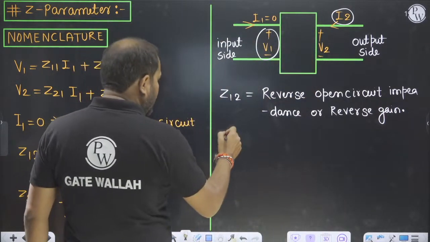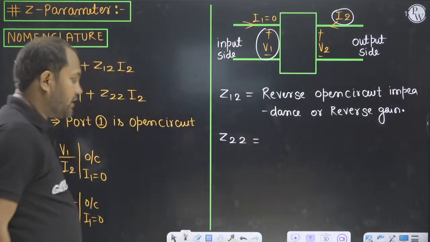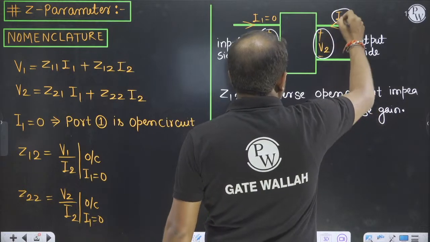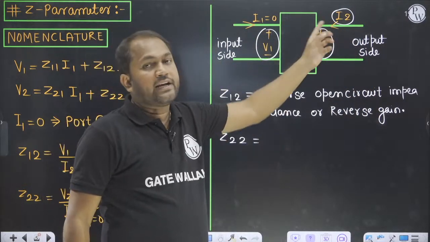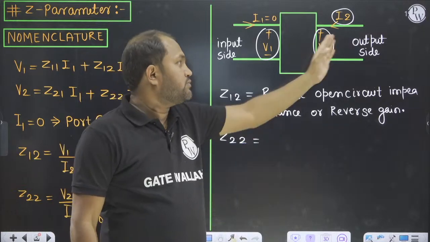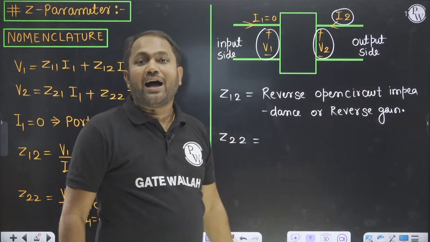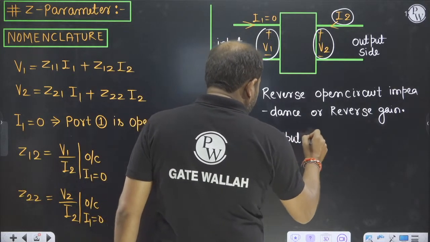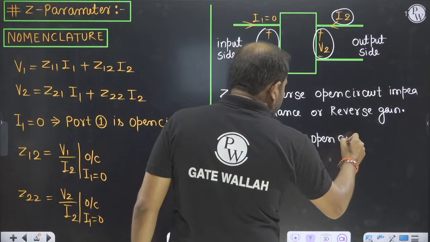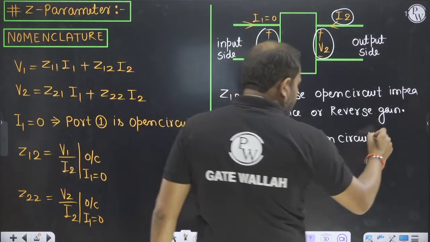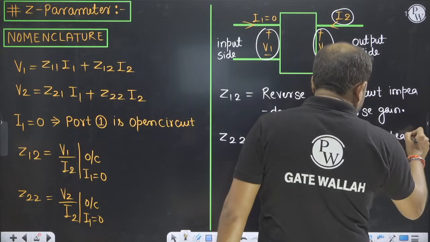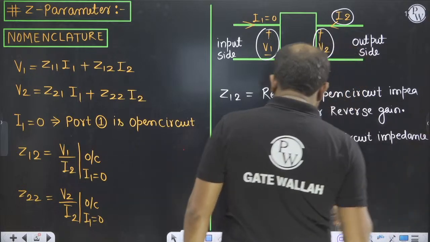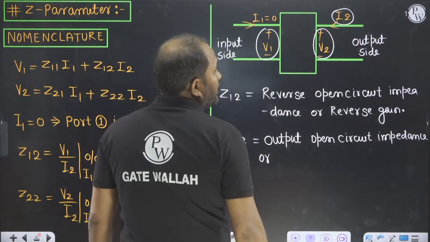Okay, then Z22 is nothing but V2 by I2. So V2 by I2 means V2 is output, I2 is output. So voltage upon current is nothing but output impedance, because we are measuring on the output side, so it is known as output impedance. So it is known as output open circuit impedance, or it is known as output driving point open circuit impedance.